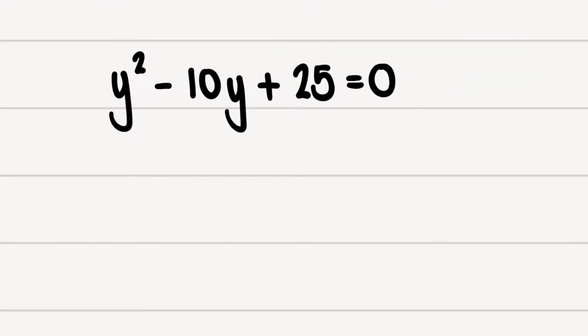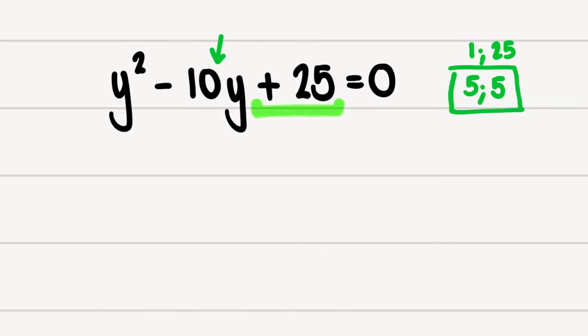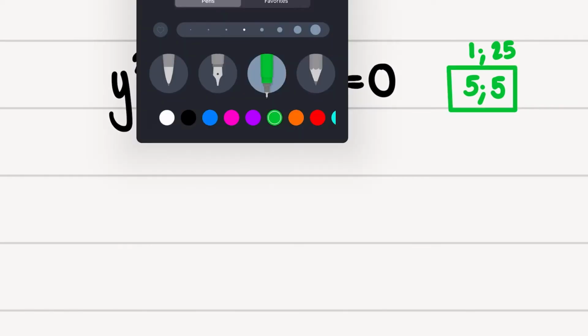Alright, looking at my next example, I look at my third term. My third term is positive 25. So that tells me that the signs are going to be the same and that I'm adding the factors of 25 to give me my middle term, which is a 10. So I'm going to list out the factors of 25. So the factors of 25 are 1 and 25 and 5 and 5. So which of those factors, when added together, give me my middle term of 10? I can see that those factors will be 5 and 5.